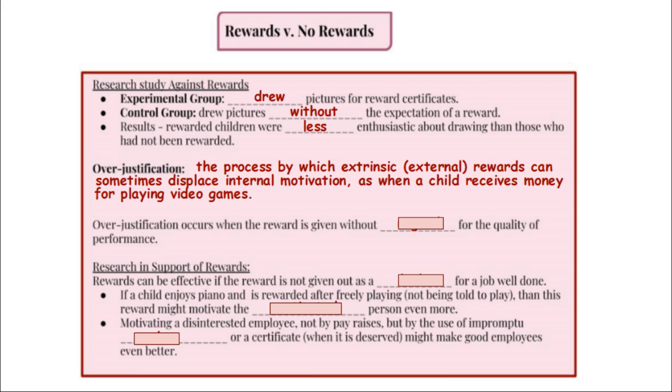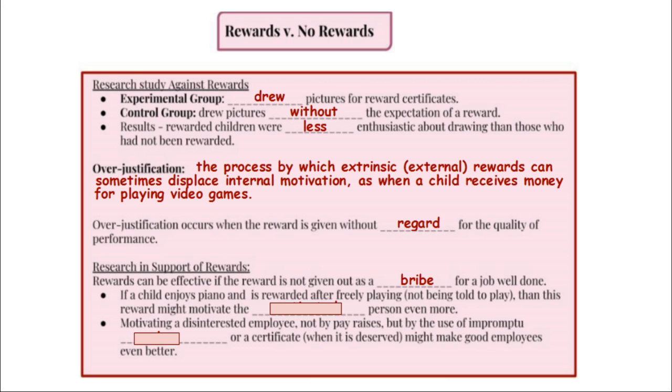Over justification is the process by which extrinsic or external rewards can sometimes displace the internal motivation, as when a kid receives money for playing video games. You can read a little bit about that in your textbook, but over justification occurs when the reward is given without regard to the quality of performance. Hence this great debate when you talk about little kids in Little League who get trophies for just participating, whether or not we're damaging our culture by doing those kinds of things. And certainly there's some evidence coming out that's probably telling us we shouldn't be doing some of those things.